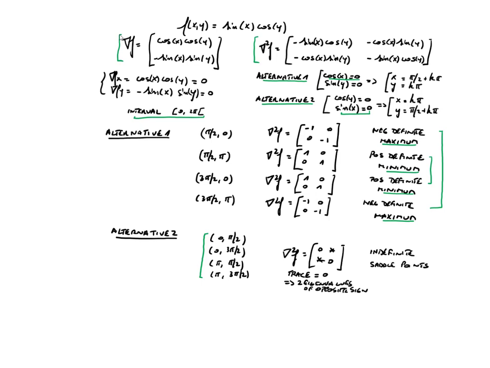And because we have had a course on linear algebra and that we know that the trace is 0, we know that the sum of the eigenvalues must be 0. So we have two eigenvalues of opposite sign, and therefore this matrix cannot be negative definite, nor can it be positive definite, so it must be indefinite, and these 4 critical points therefore correspond to saddle points.